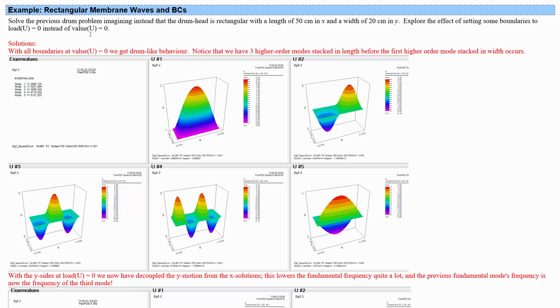All right, next one is going to be rectangular membrane waves and boundary conditions. So we're going to redo this drum situation, except instead of being a circle, we're going to make it a rectangle with a length of 50 centimeters in X and a width of 20 centimeters in Y.